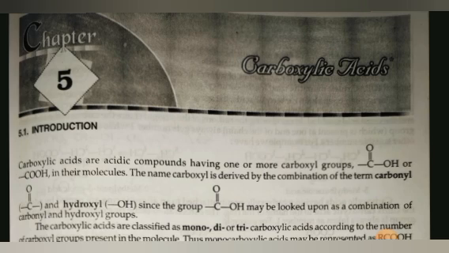Introduction. Carboxylic acids are acidic compounds having one or more carboxyl groups, C double bond OH, or C double bond OH, in their molecule. The name carboxyl is derived by the combination of the terms carbonyl and hydroxyl, since the group may be looked upon as the combination of carbonyl and hydroxyl group.